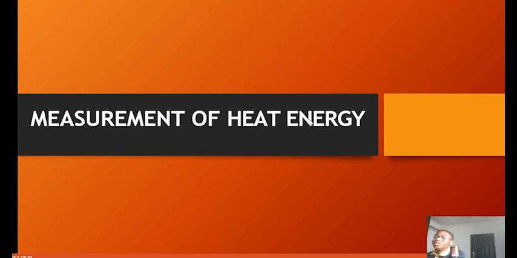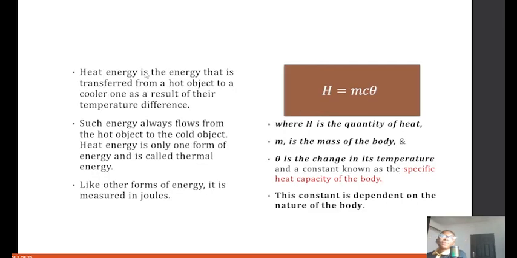Measurement of heat energy. We're going to focus on the transfer of heat and how heat is transferred from one body to another. So what is heat energy? Heat energy is that energy that is transferred from a hot object to a cooler one as a result of their temperature difference.